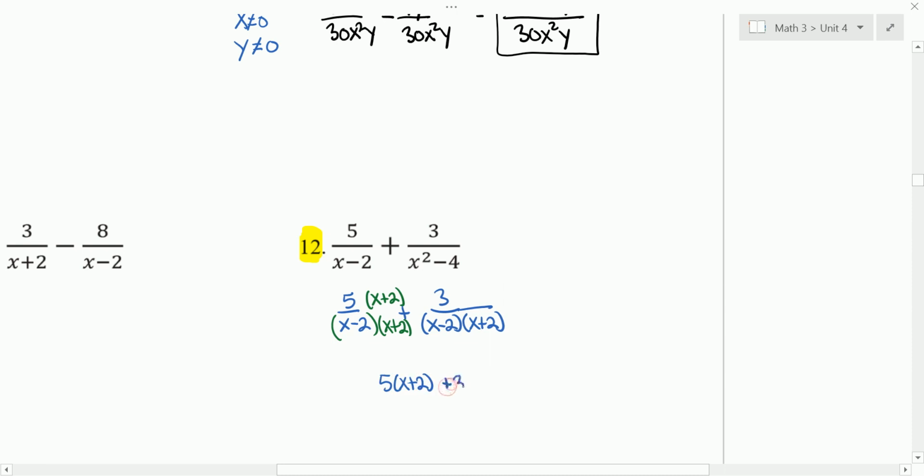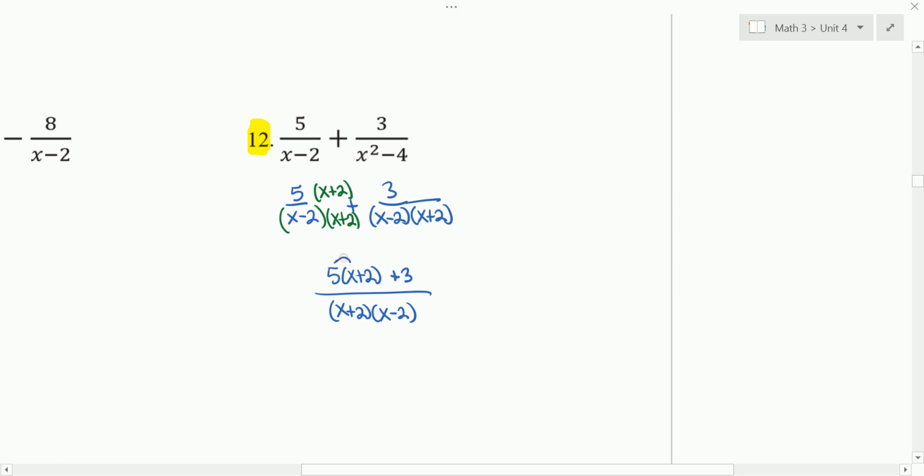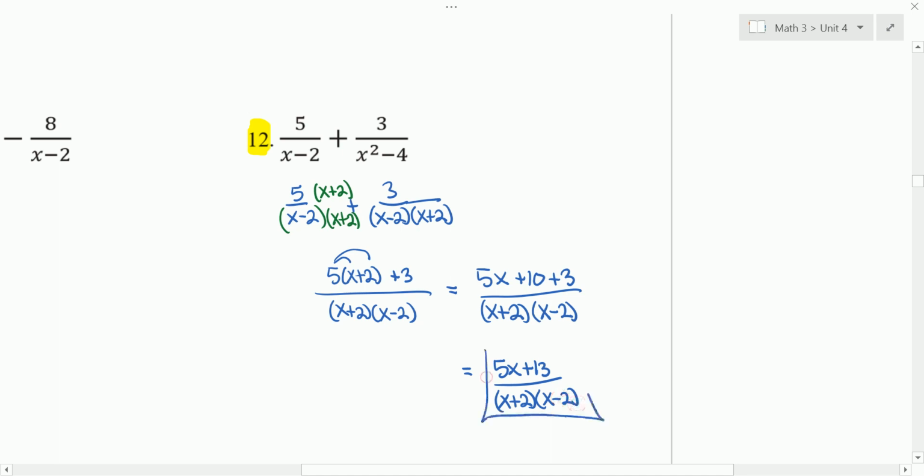plus 3 all over x plus 2 times x minus 2. We need to simplify the numerator by distributing 5 to x and 2. We get 5x plus 10 plus 3 all over x plus 2 times x minus 2. And 10 plus 3 is 13, so 5x plus 13 over x plus 2 times x minus 2. And that is as much as we can do.